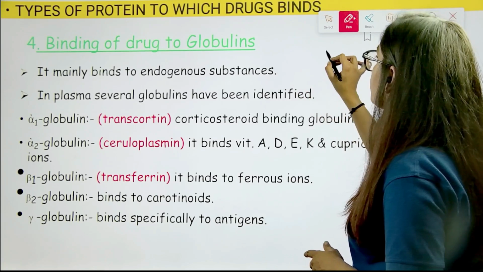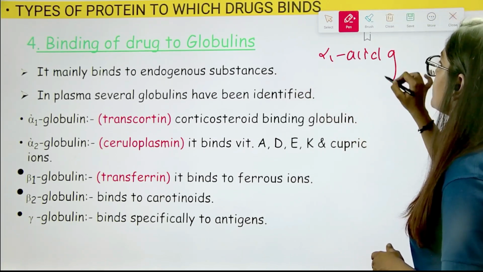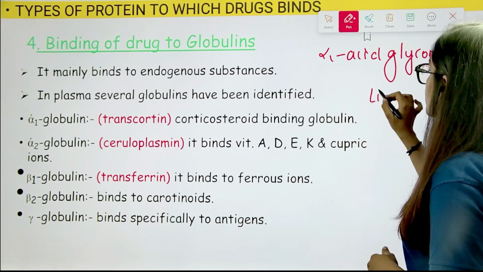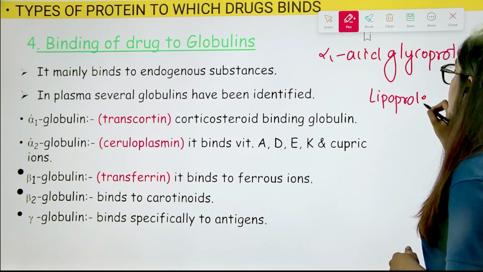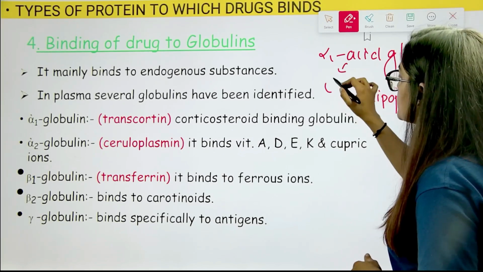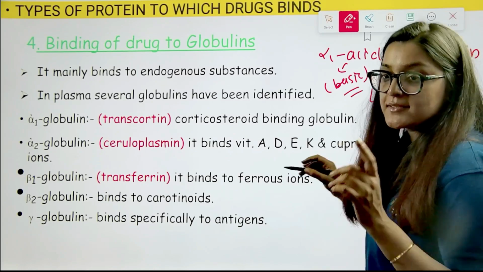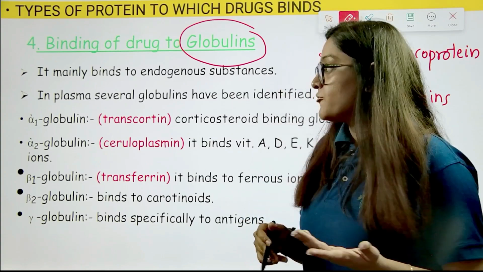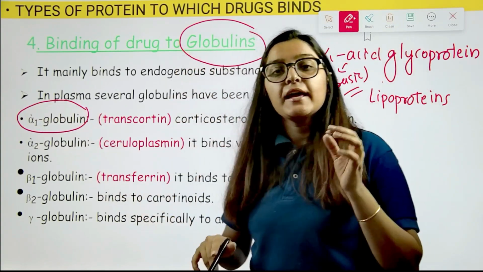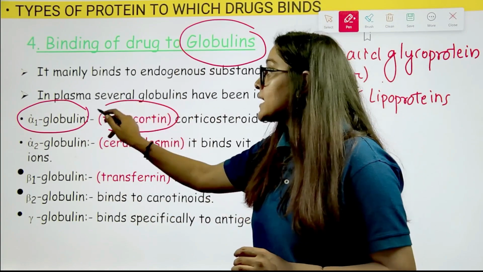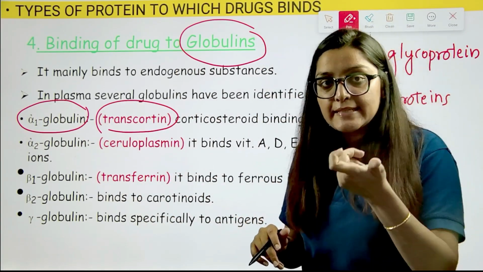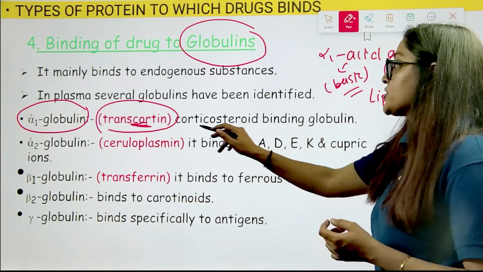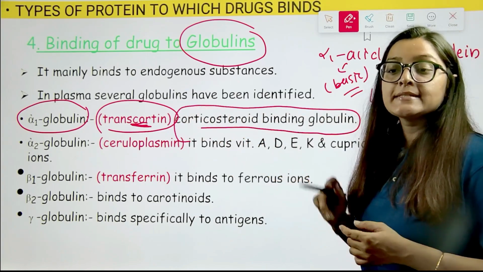Other than this, we have alpha 1 acid glycoprotein. Please note, we have alpha 1 acid glycoprotein and we have lipoproteins. This alpha 1 acid glycoprotein actually binds to the basic drugs, not acidic drugs. Human serum albumin binds to the acidic drugs. The drugs that may bind to globulins: in alpha 1 globulin, we call it transcortin, very important. In its name only we have 'cort'. Cort indicates steroids, mainly your corticosteroids. So it will be your corticosteroid binding site, right?